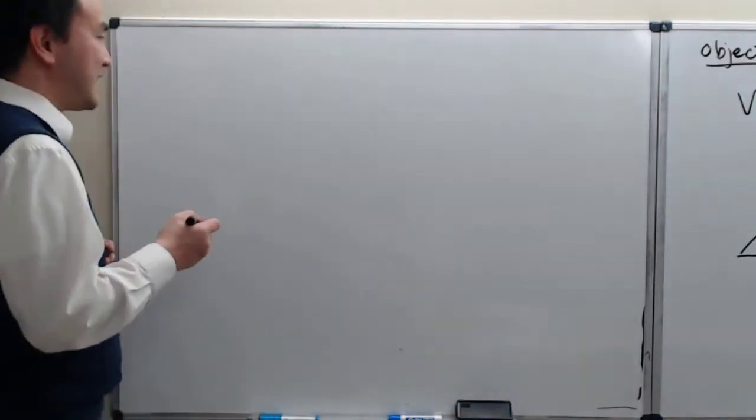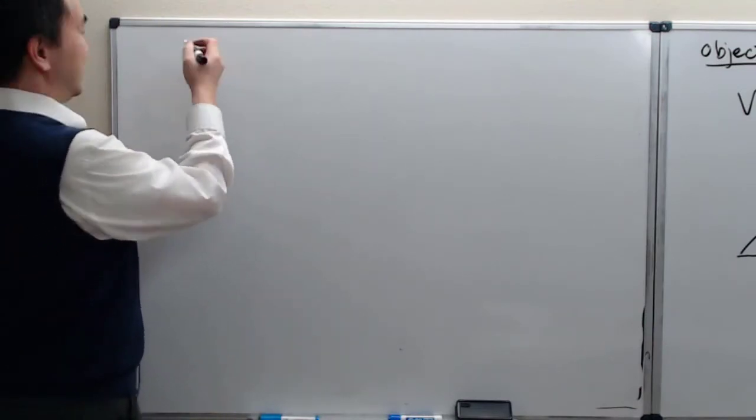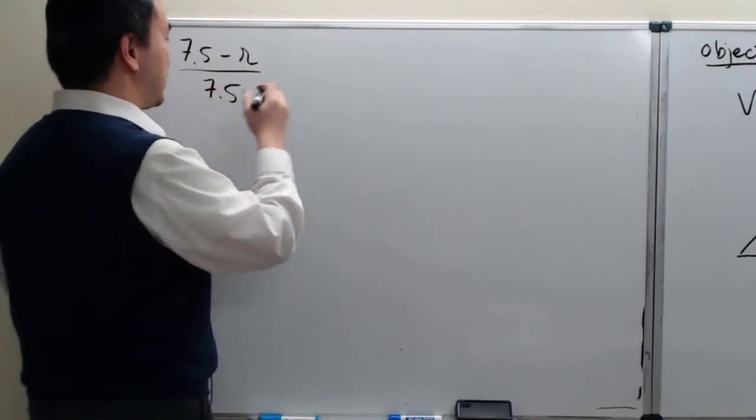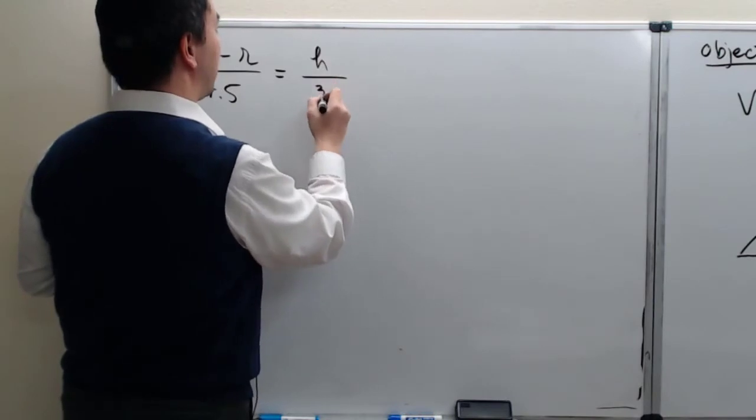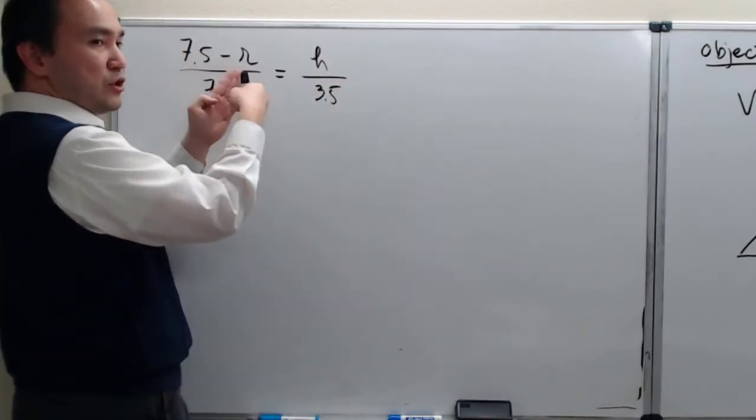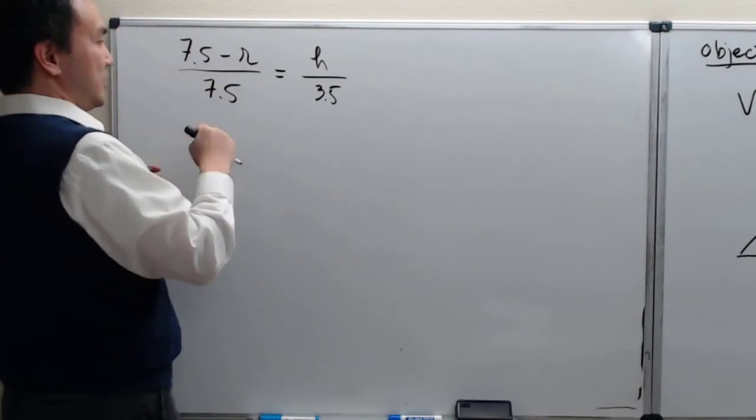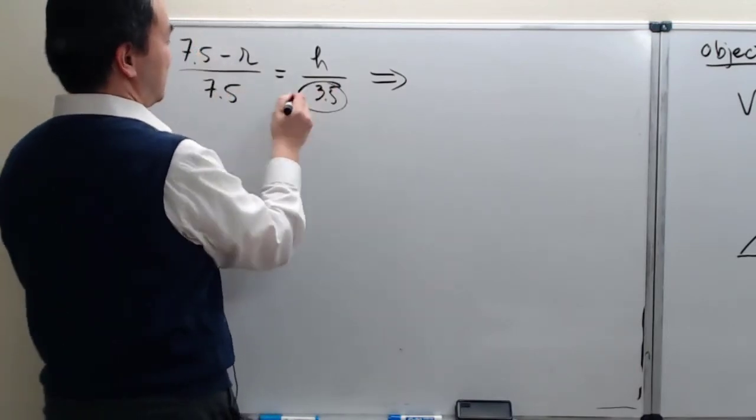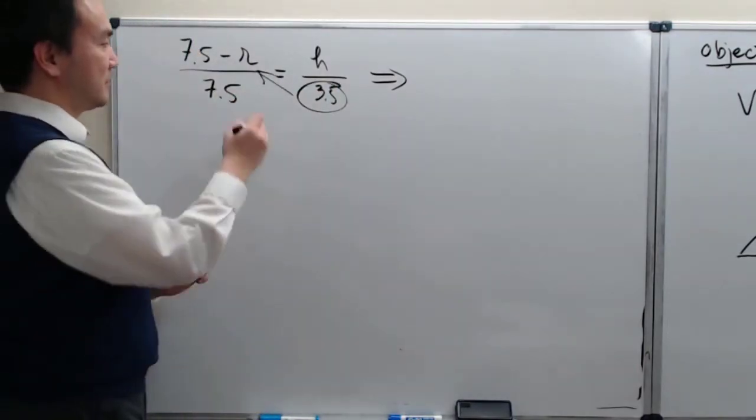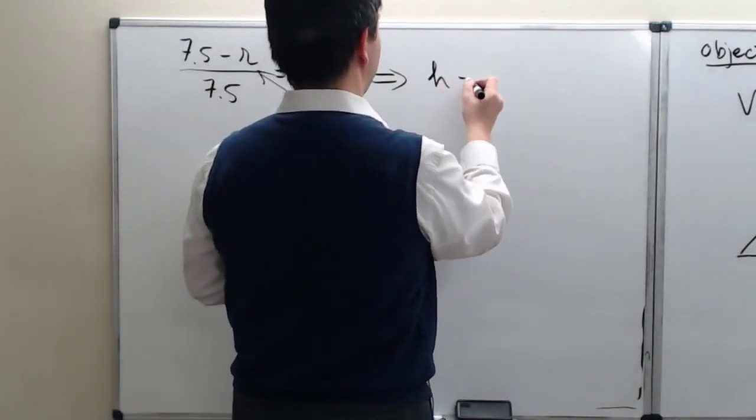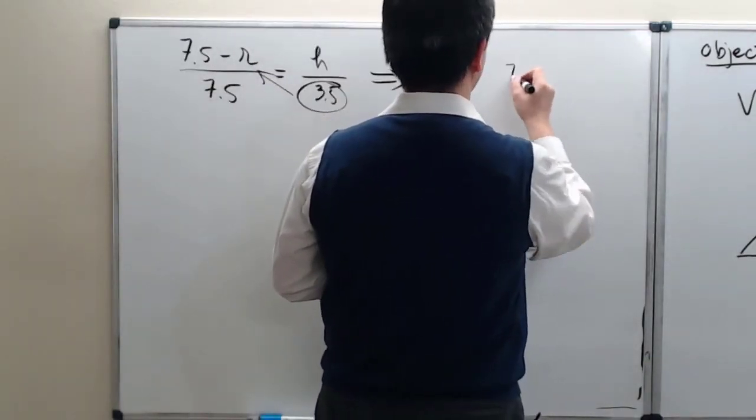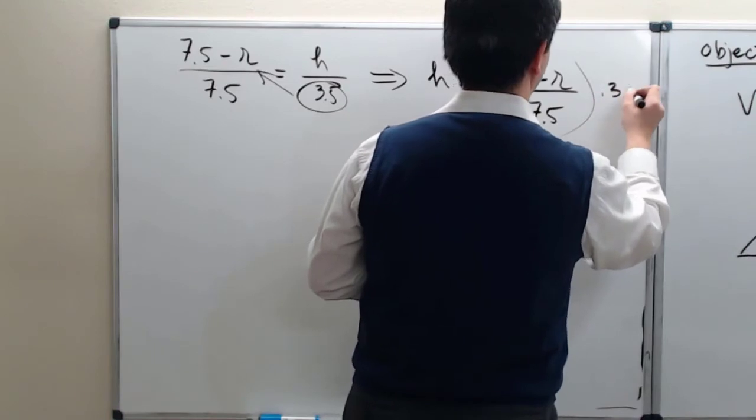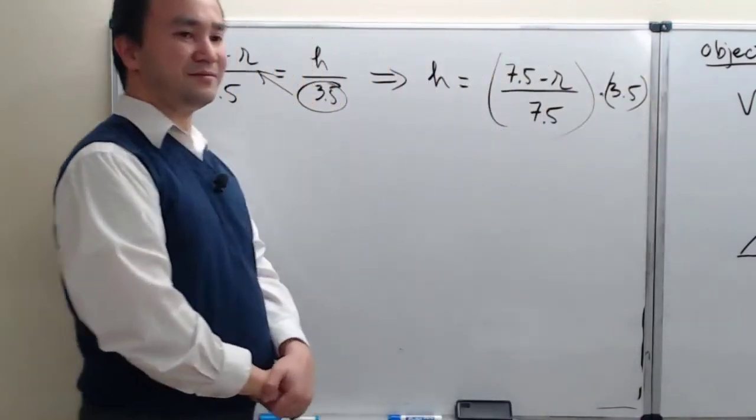So in the end, I didn't need that earlier picture at all. So 7.5 minus r over 7.5 on the left-hand side here equals h over 3.5. Notice on the left-hand side we can break it down into two separate terms already. And so that means in my next step I can multiply by 3.5, cross multiplication. And so h equals the 7.5 minus r over 7.5, and we're multiplying that with 3.5. And that's how it happens.